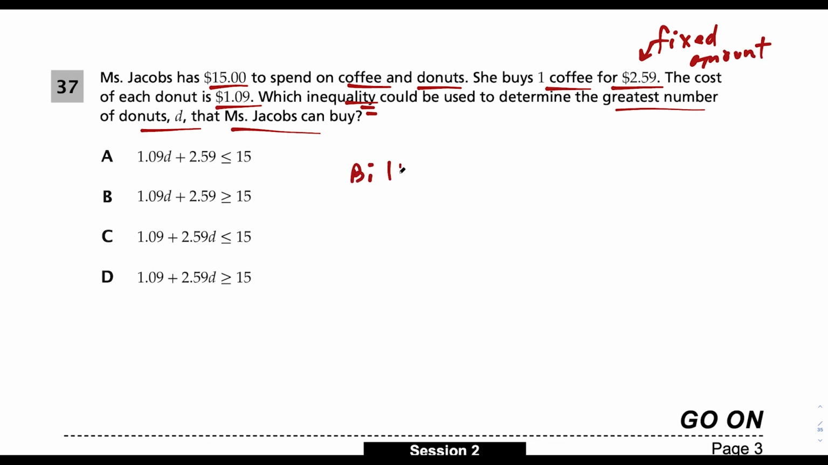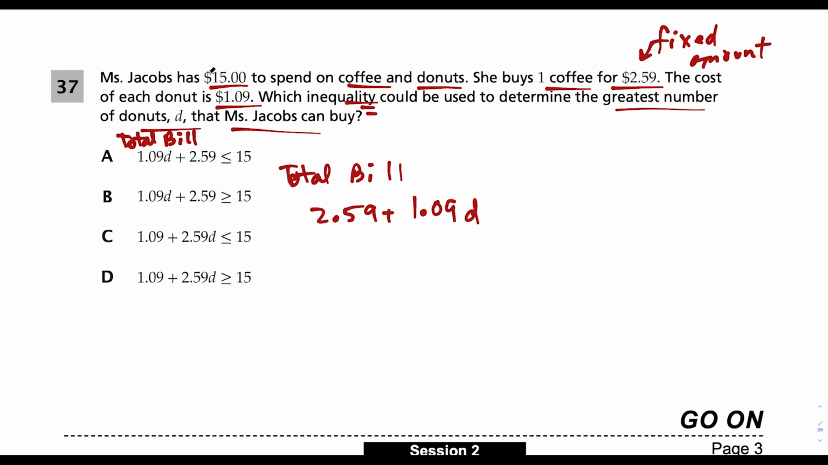So just think of this side of the inequality as the total bill, okay? So this represents our total bill. What we're looking at here is the total bill, and I'll label it as such over here too. The total bill is going to be $2.59 plus each donut is $1.09. And if D represents the number of donuts that Miss Jacobs is going to buy, we're just going to attach that variable at the end of the $1.09 like this. So this would tell us the total bill that Miss Jacobs has when she goes to the register.